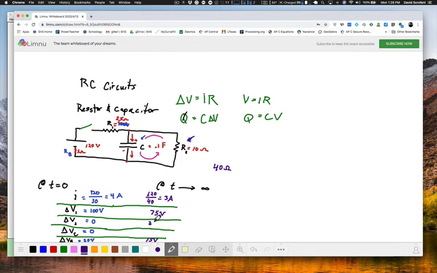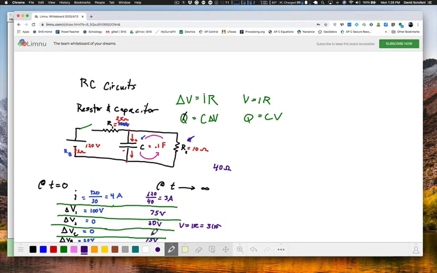30 volts. Now, if you don't believe me, well, you could just use Ohm's law again. V equals IR. You know that the current is 3, and you know that the resistance is 10, and there's your 30. Okay, again, Kirchhoff's loop rule. Check. Everything here adds to 120 volts to match the battery. Here, voltage across the capacitor.